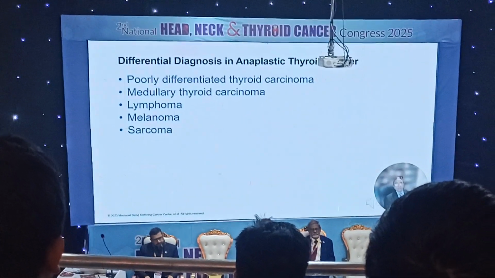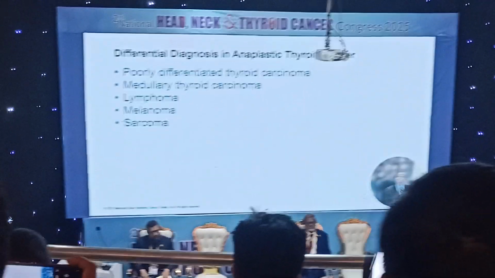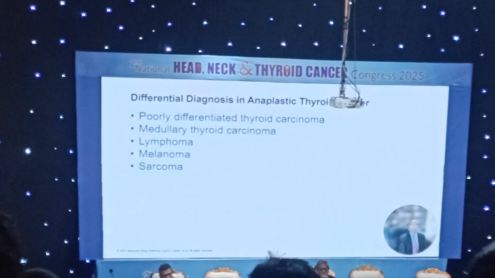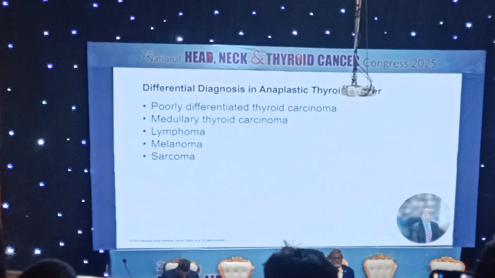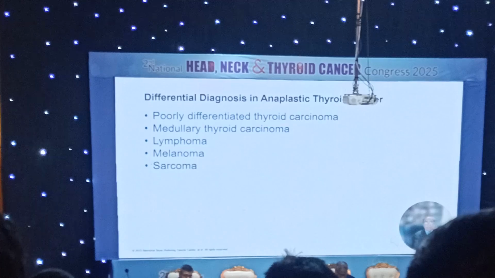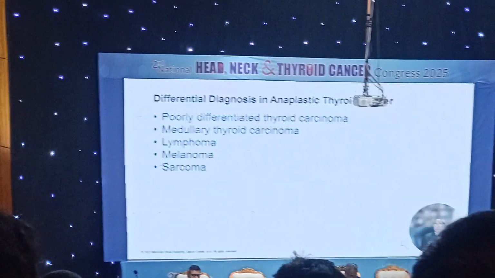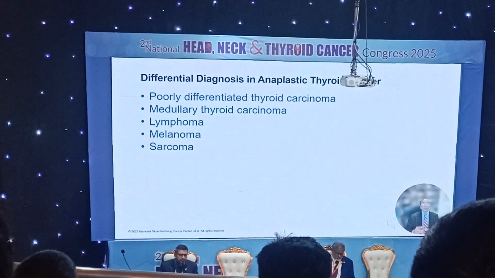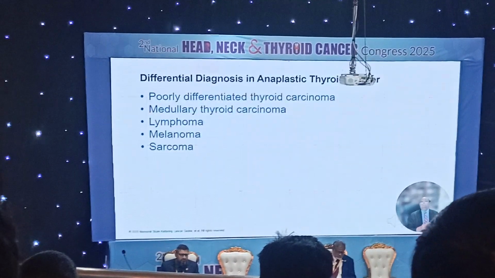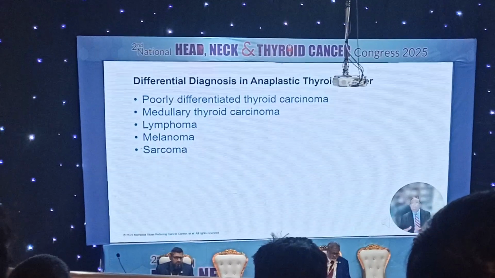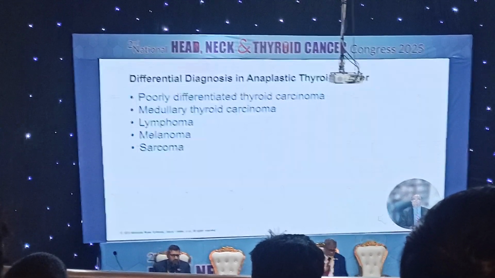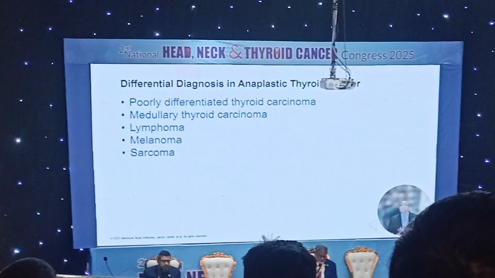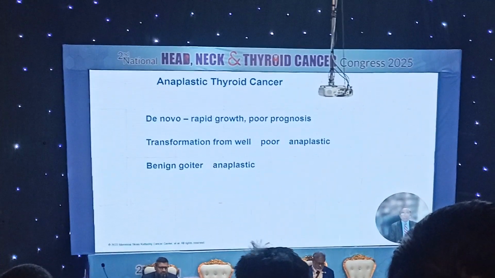Whenever we talk about anaplastic thyroid cancer, there are many differential diagnoses. Poorly differentiated, very rarely medullary thyroid carcinoma can be confused with anaplastic, lymphoma, melanoma and sarcoma. They can be easily confused because these are all small cell tumors. And there it is very important that we have a dedicated and devoted pathologist who can distinguish. And now with immunohistochemistry, it is not very difficult to distinguish what is a good thyroid cancer and what is a bad thyroid cancer.